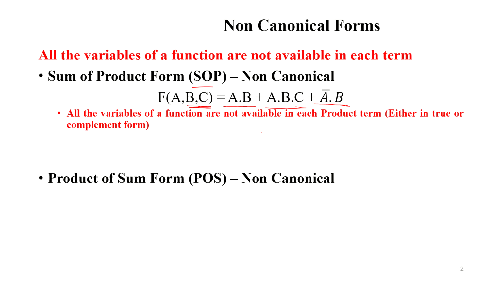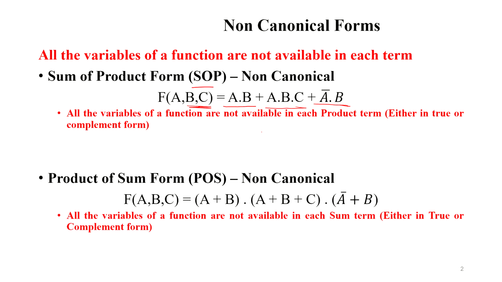Similarly, we can write for the POS form. Here again, this is a function of A, B, C, and C is missing here. All three terms are there, but again C is missing. So all the variables are not available here, and this is a non-canonical form.